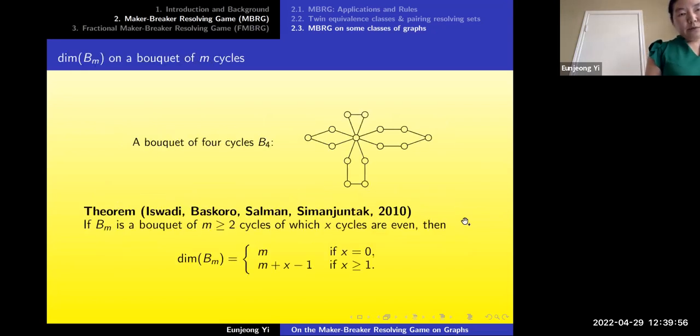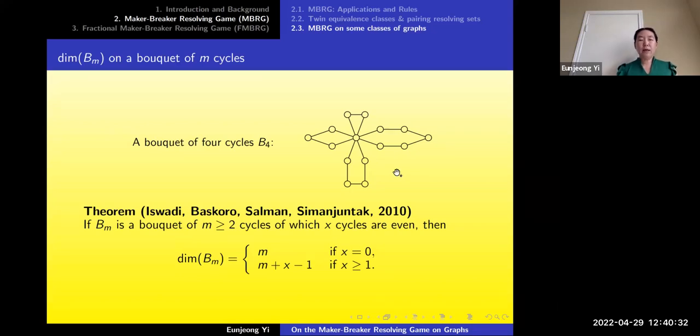So the next one is about the bouquet of m cycles. The bouquet of m cycles, which we denote by B sub m, is a bouquet of m cycles. If you look at this graph B4, you actually have 4 cycles. So what is a bouquet of m cycles? You consider just arbitrary m cycles, of whatever length you want, at least 3, and then you pick exactly one vertex from each cycle and identify that vertex. That's why we call it a bouquet of m cycles, and there's only one shared vertex.